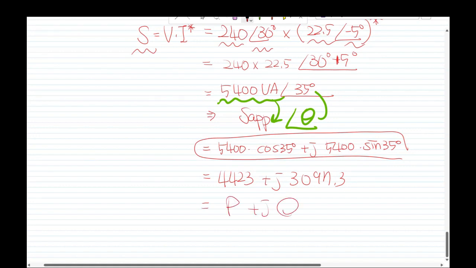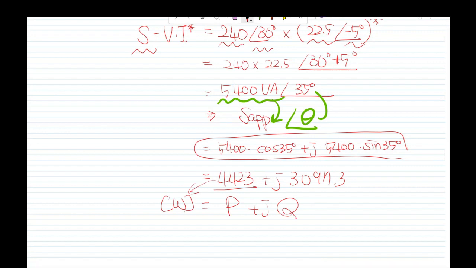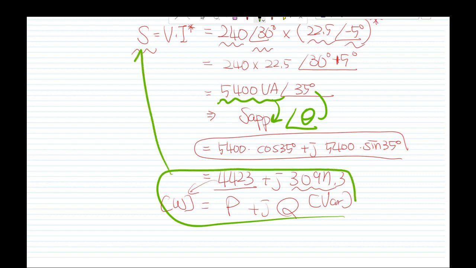So that was P, that was the Q. So 4,423 is for watt, the active power, and 3,097 is the reactive power, VAR. Okay, that is the answer for the complex one. For the apparent power, this is the polar form. That is the complex form for the apparent power. Okay.